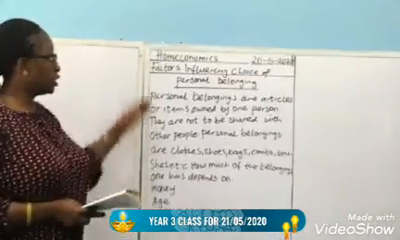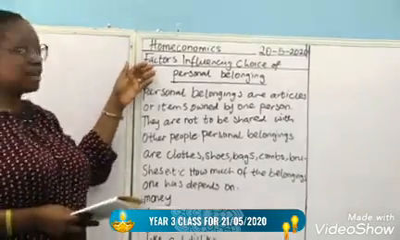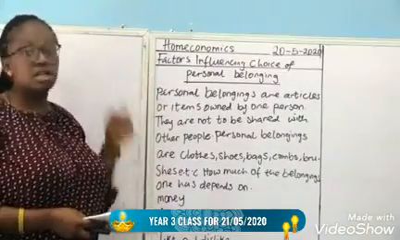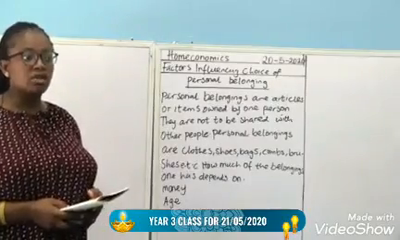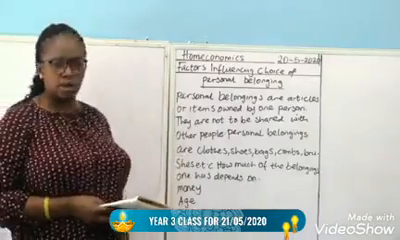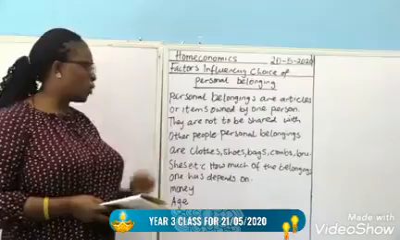Good day, class, and welcome to another time of learning. Today we're going to be doing home economics. And our topic in home economics this morning is factors influencing choice of personal belongings. But before we go into the factors, I'd like us to know what personal belongings are. Personal belongings are articles or items owned by one person.